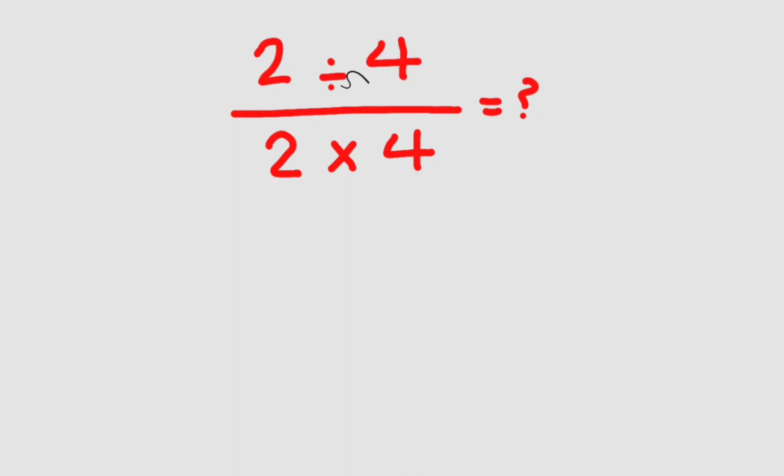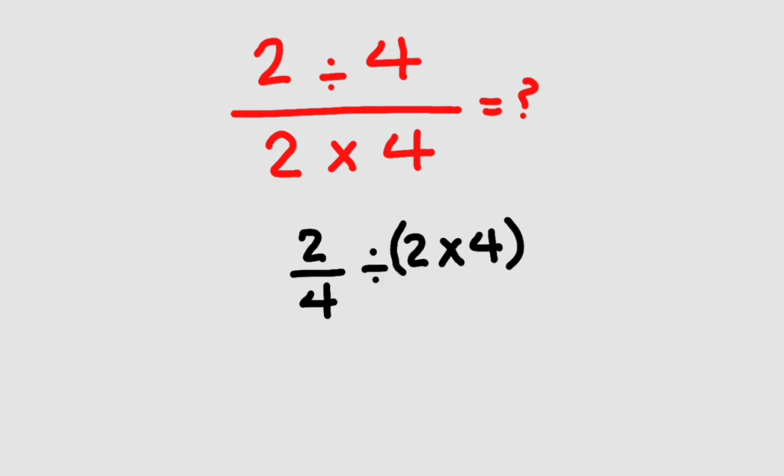We have 2 divided by 4 over 2 times 4. We can write this expression as 2 over 4, and this line gives us 1 division, and 2 times 4 in parentheses. So according to the rules of mathematics, PEMDAS, we have to solve this expression in this way.